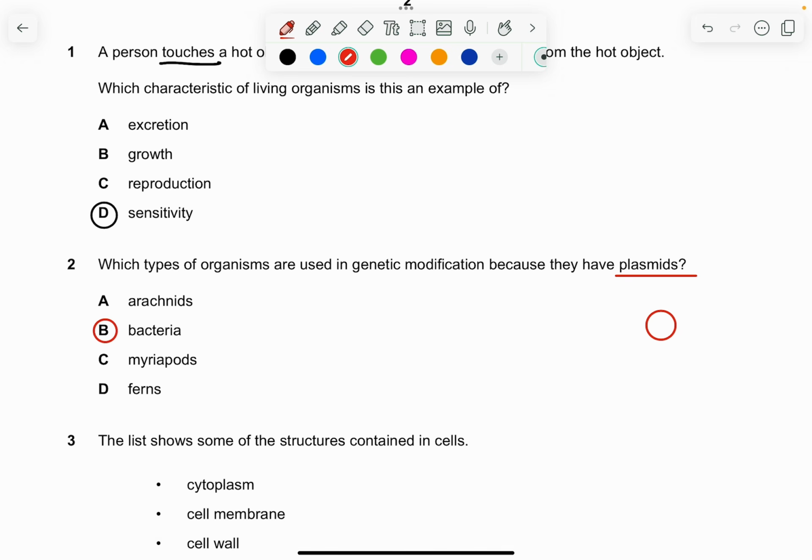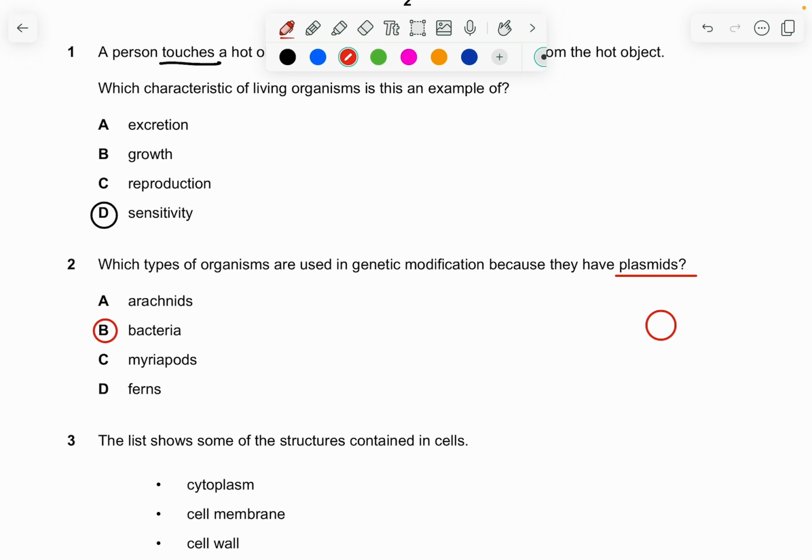It's because all of these, arachnids, myriapods, ferns, are all eukaryotes. Eukaryotes are more complex and take a very long time to replicate, in the sense that they need a longer time to generate or divide into many more of the same organism. While bacteria are prokaryotes. They do not have a nucleus, a lot of things in their organelles are much simpler, and their overall structure is also very simple. Therefore, they only take a very little time to replicate.